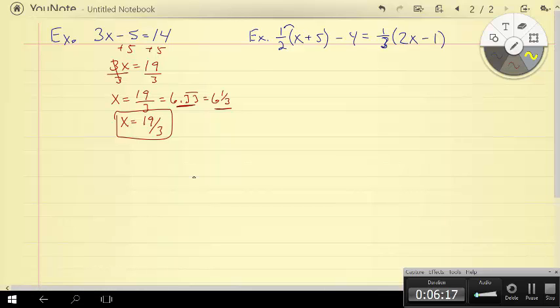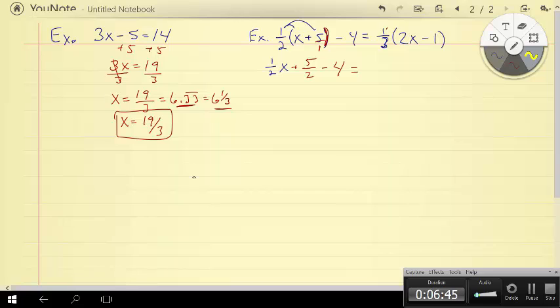So we're going to distribute the 1/2 to both of these, and 1/2 times x just makes 1/2 x. And then 1/2 times 5, well this is technically 5 over 1, and when you multiply fractions you just multiply straight across. So 1 times 5 is 5, and 2 times 1 is 2. So 1/2 times 5 is just 5/2. Now since our parentheses stops there, we would just bring the minus 4 down.